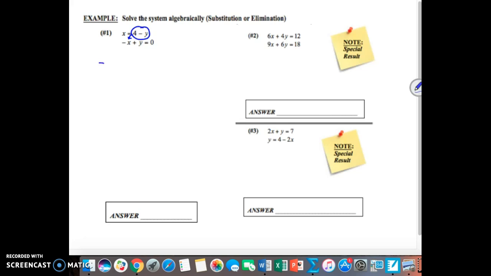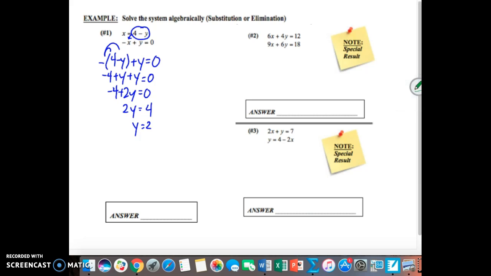So now we have negative (4 minus y) plus y equals 0. Distributing out this negative, we have negative 4 plus y plus y equals 0. So since we have two y's, we have negative 4 plus 2y equals 0. And then solving for y, add the 4 to each side. So we have 2y equals positive 4. And then divide by 2. So y equals 2.